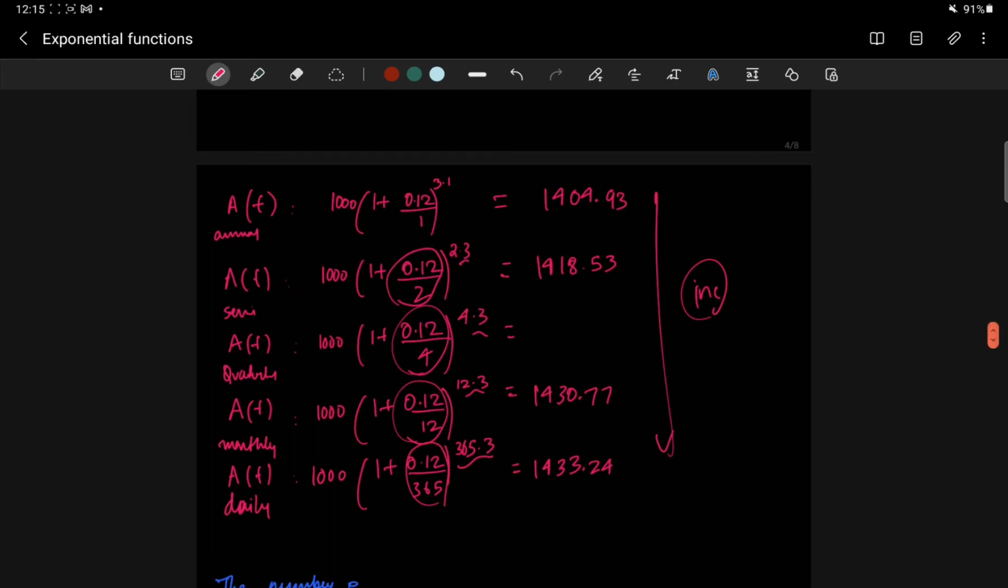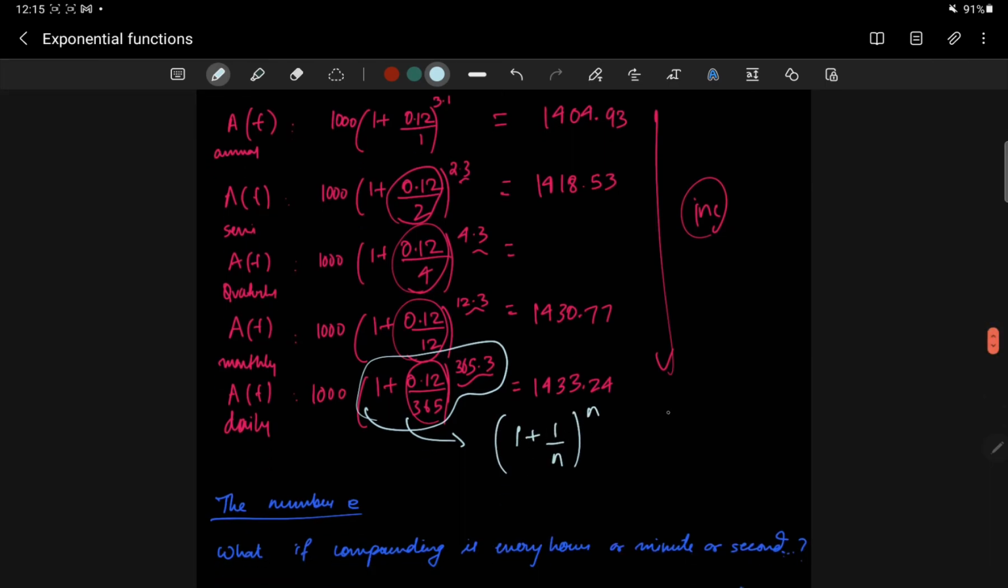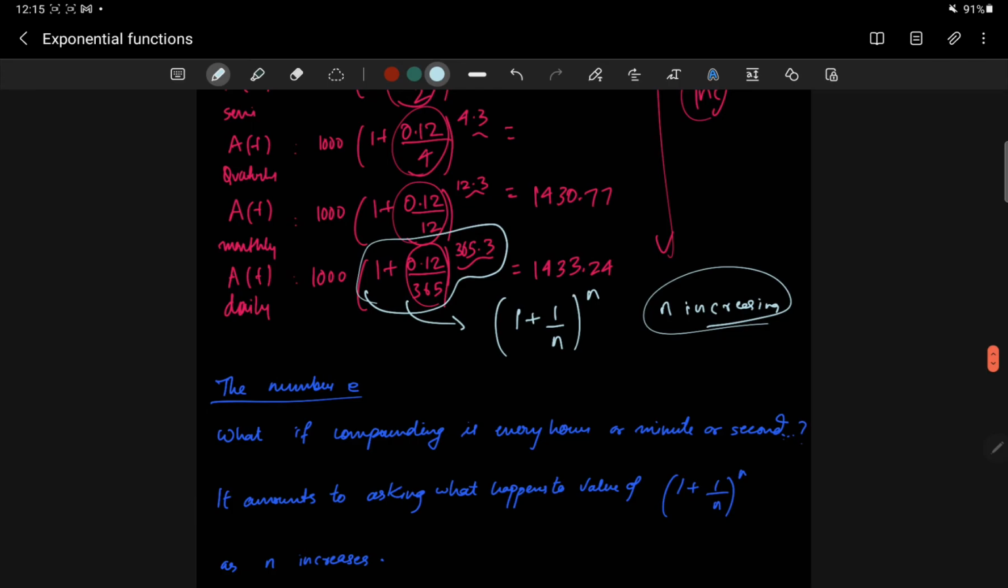So this brings us to the question: what is really happening here? This is a situation of this form, and we're saying n is increasing, which is where this number called e comes in. So what if this compounding is done every hour or every minute or second? If it's every hour, then you would multiply this by 24 and multiply this by 24.